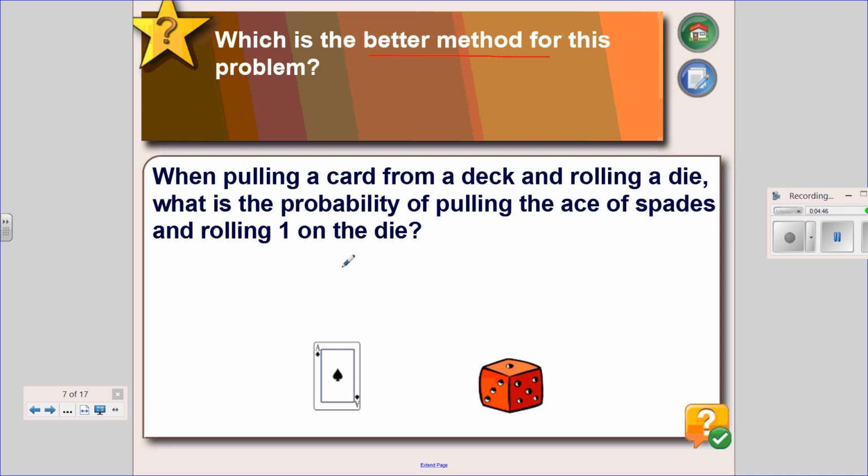Nah, we don't have enough time in our day. We're going to go, there is one ace of spades, that is a very specific card, out of the 52 in the deck. Okay, and we're going to multiply that times there is one 1 on the die, 1/6, and we could go ahead and multiply those two probabilities together.